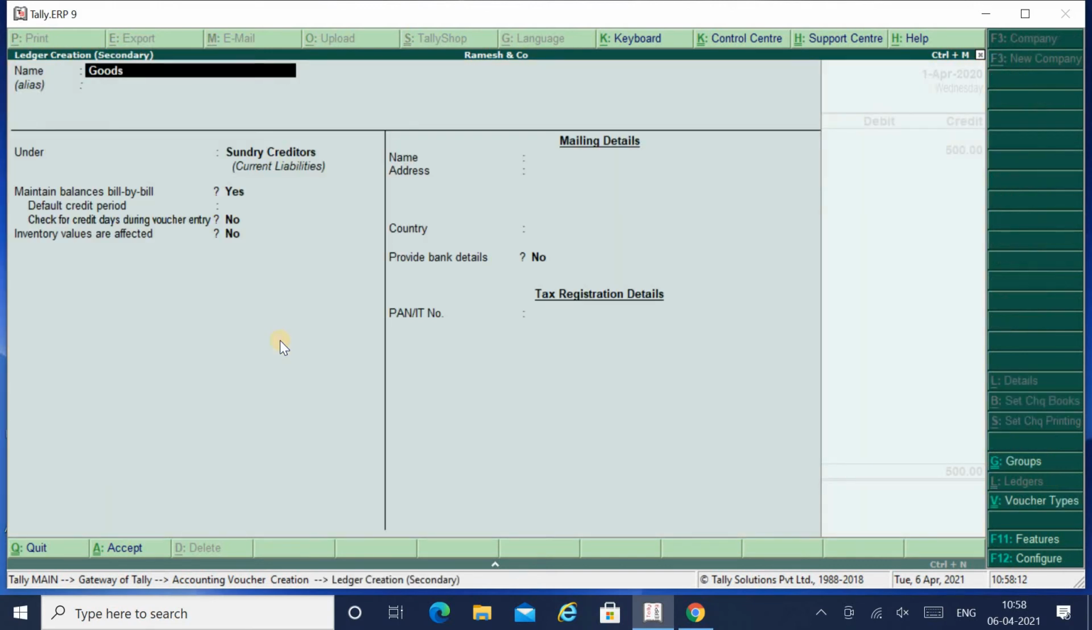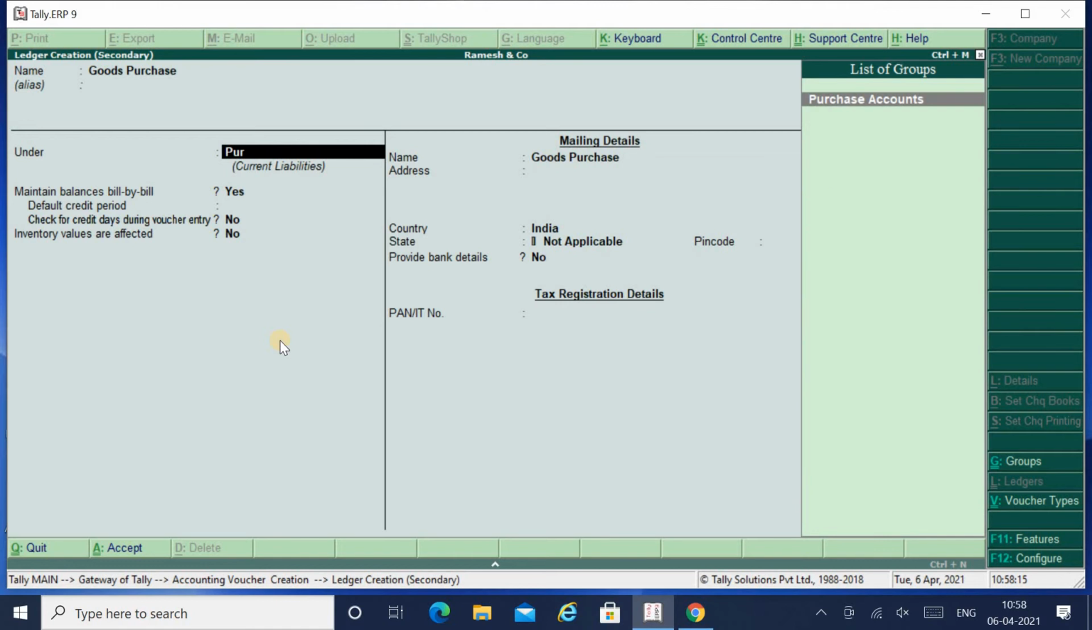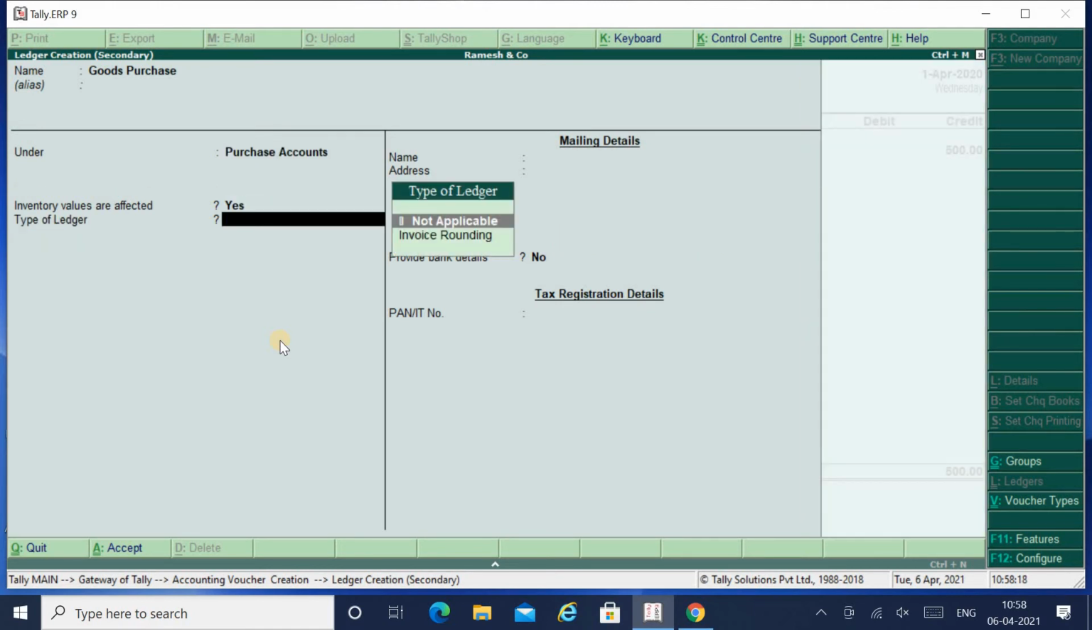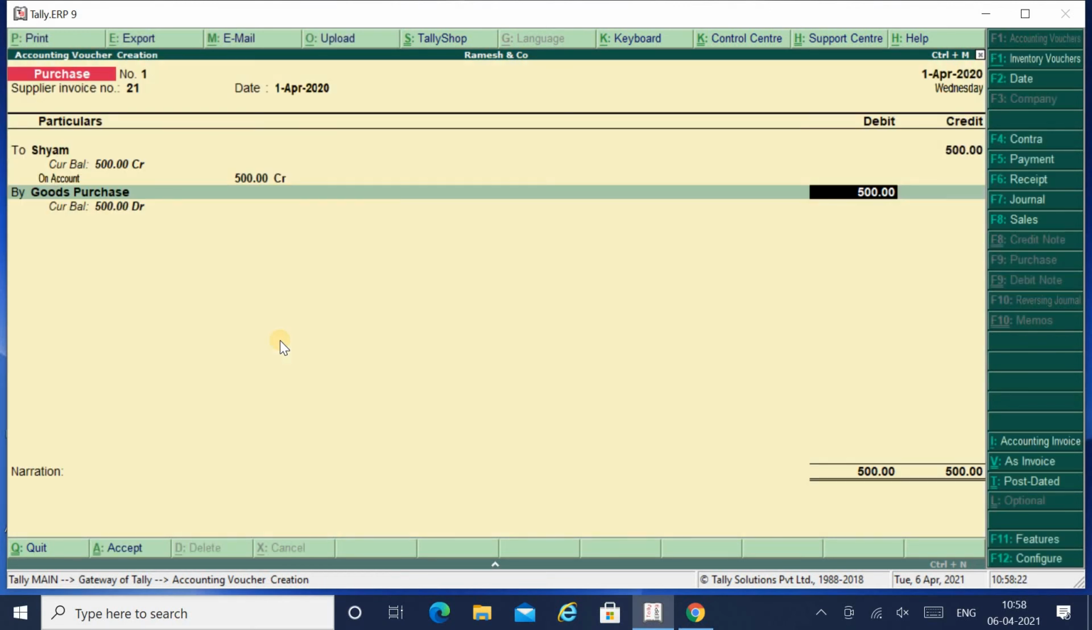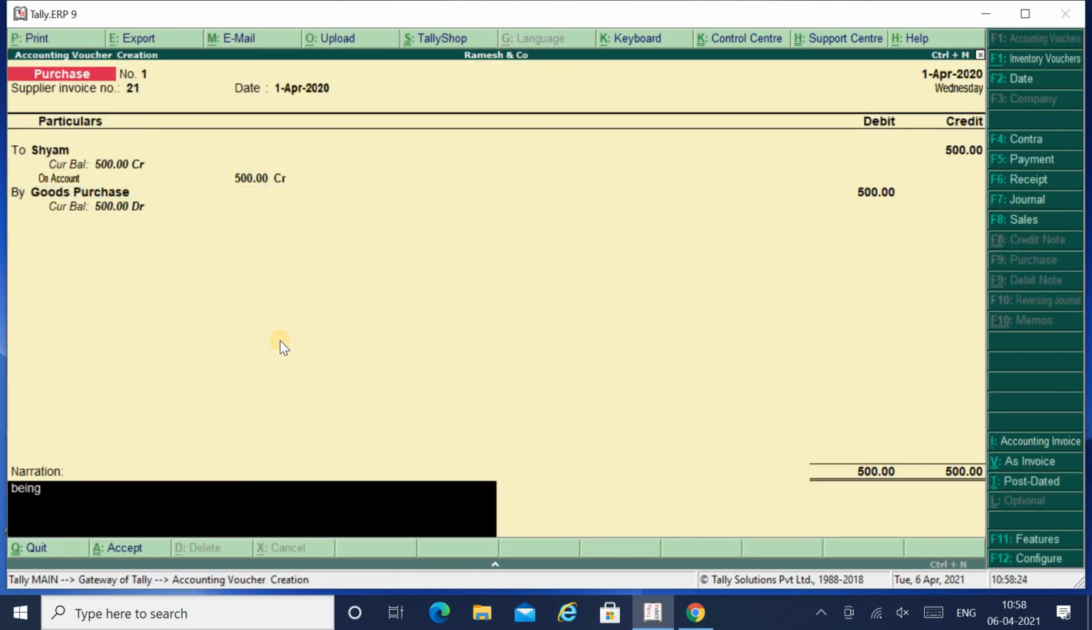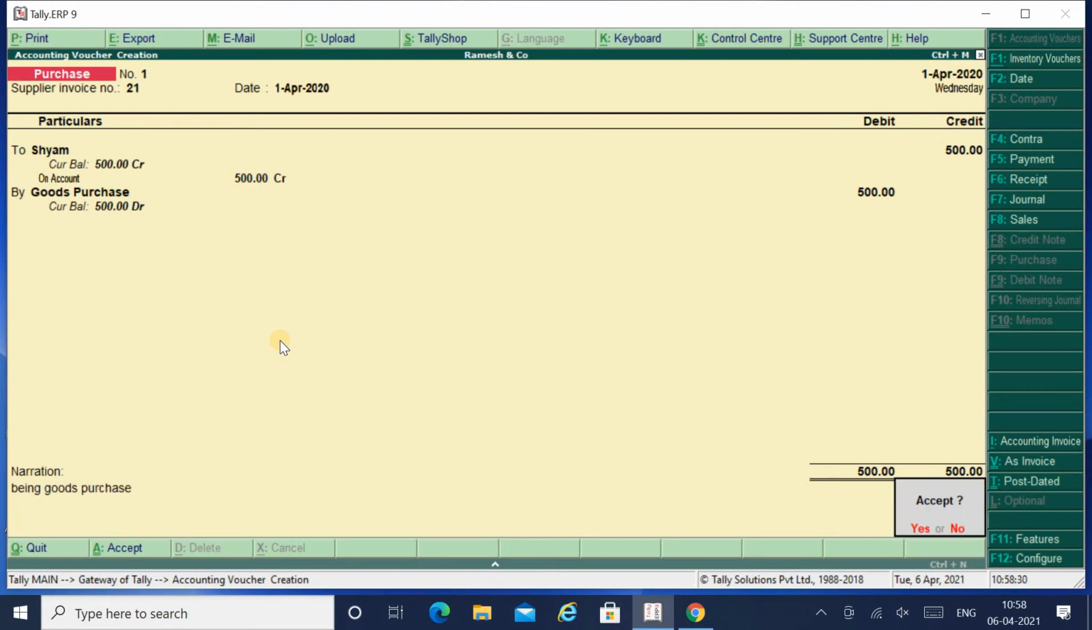So let's create goods purchase under purchase account. Purchases will always be grouped under purchase account, except the ledger. And 500 being goods purchase. So in this way, you will be making the entry of goods purchase on credit.